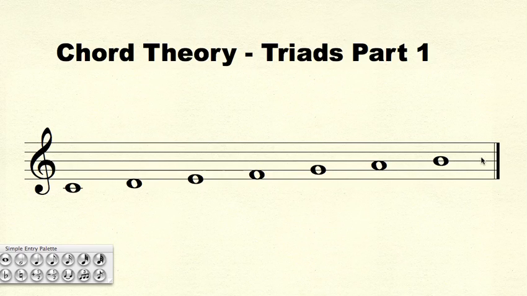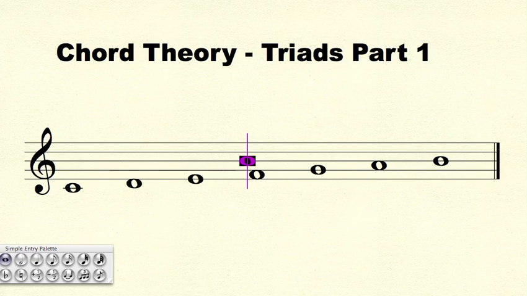A triad, as the name implies, is a chord made of three notes. That's why we have the tri at the beginning of triad. It implies three. So to make these three note chords, we're starting with the C major scale, and we are simply going to put some extra notes in, two more notes, so it's three notes.